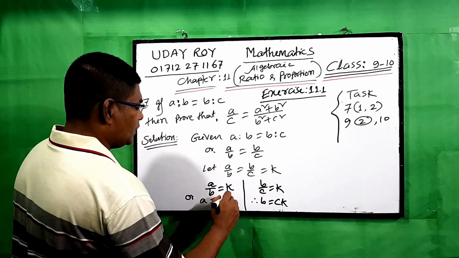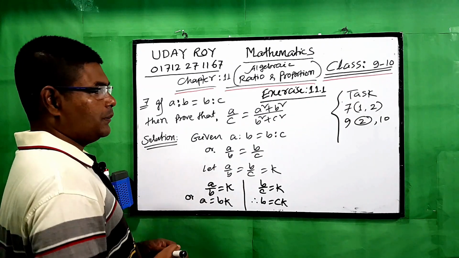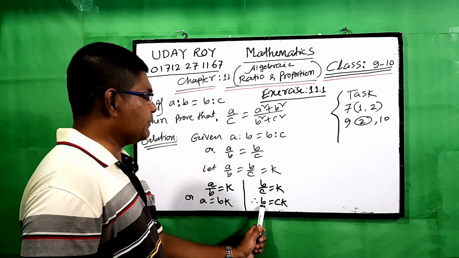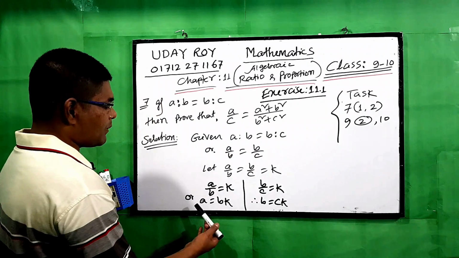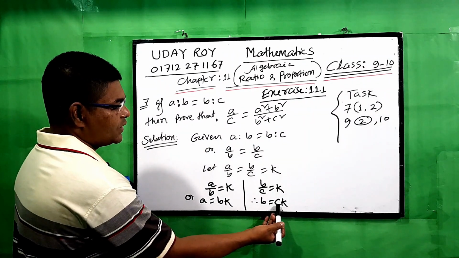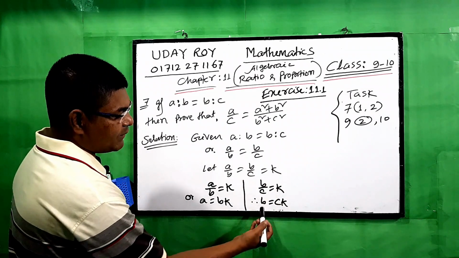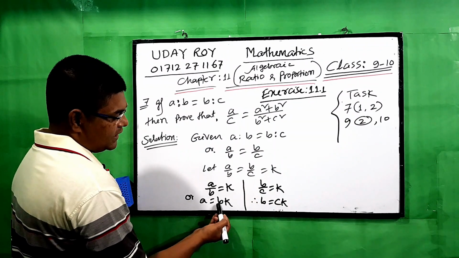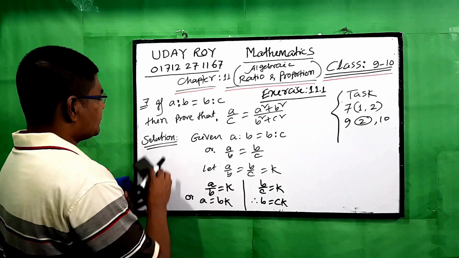or a equal to bk. Now we have got b equal to ck and a equal to bk. Here is b, and here is b. So we have to put the value of b. Here b equals ck, so we have to put here the value of b.